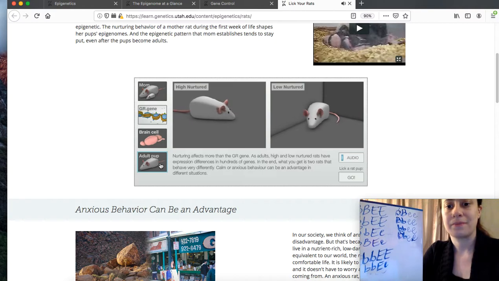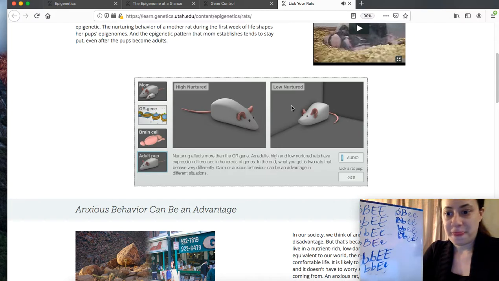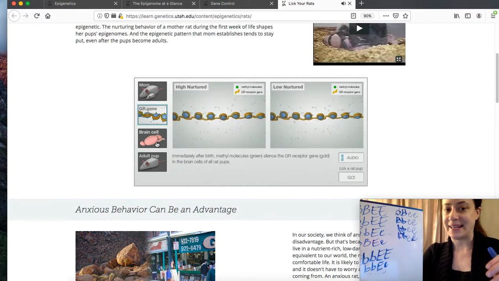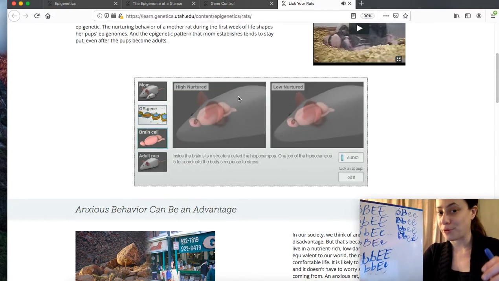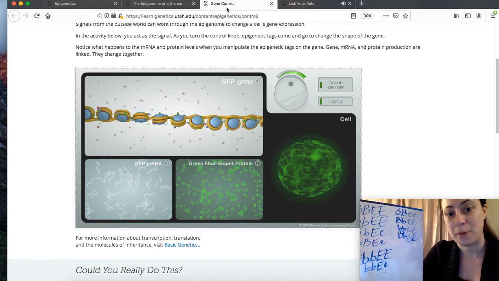Now here's the adult. Nurturing affects more than the GR gene. As adults, high and low nurtured rats have expression differences in hundreds of genes. In the end, what you get is two rats that behave very differently. Calm or anxious behavior can be an advantage in different situations. So that is showing you the whole relationship between environment and gene expression, the connection between DNA and the proteins, at least here, that are made in the brain. So I hope that was helpful.